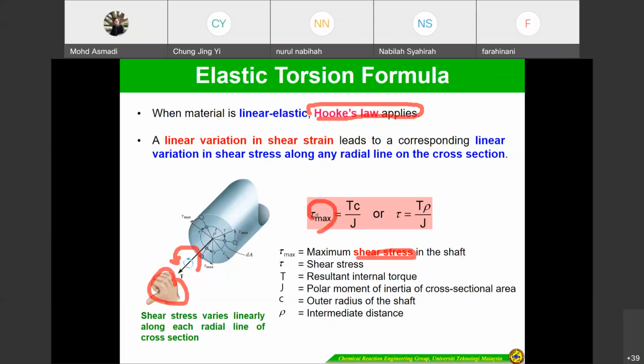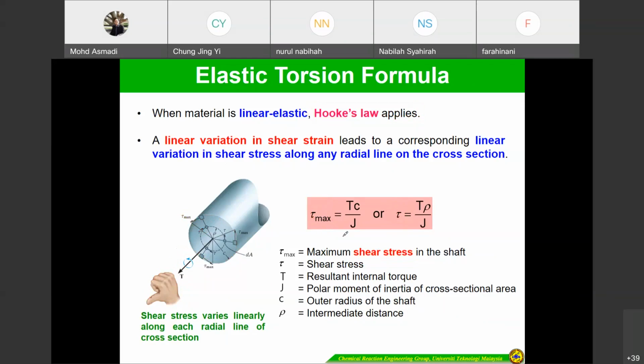This is tau max, but sometimes we just use tau. For any position we use tau, here, here, here. But at the outer edge of the shaft we call it tau max. That is the maximum shear stress that we can calculate, because the value is going to be different depending on the position.